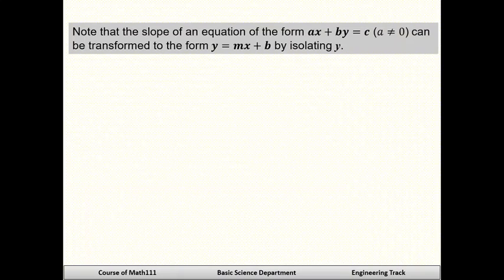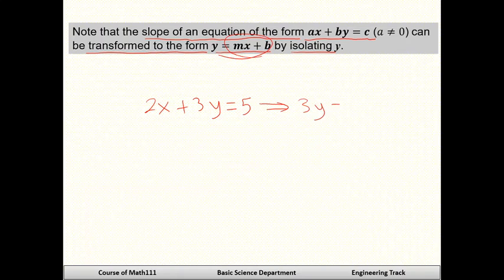Yes, one more thing here. An equation of the form ax plus by equals c can be transformed to the form y equals mx plus b by isolating y. So here, what we mean is this. For example, you are given a line equation in standard form, and you can change this one to this form. So how can you do it?